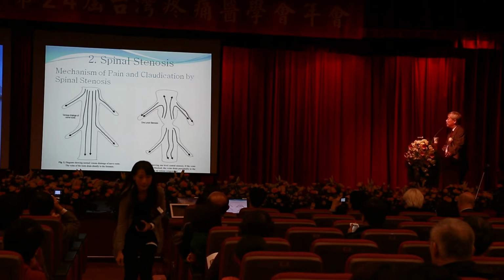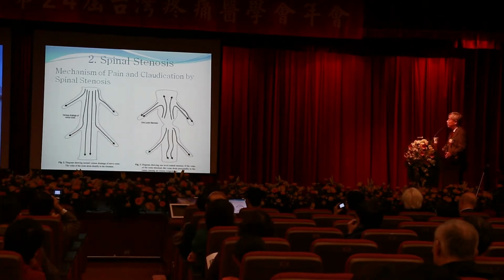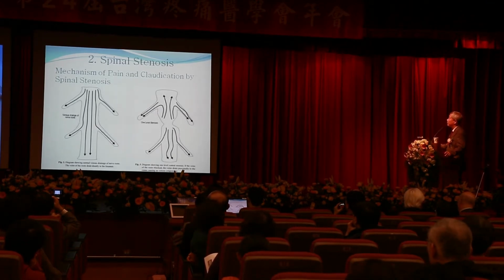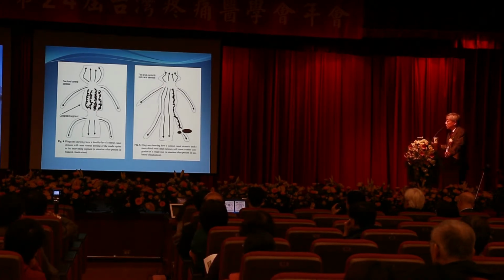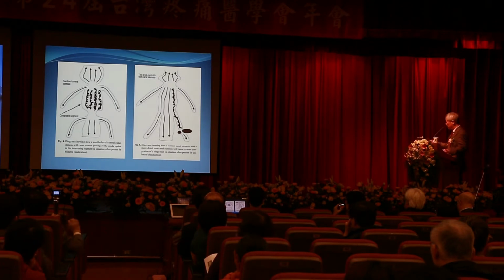We have to know the mechanical pain and location caused by spinal stenosis. So this is a normal patient, and this patient has one level central spinal stenosis. This kind of patient has no symptoms at all. But if the patient has double level spinal stenosis, or one level central spinal stenosis and also one peripheral stenosis, then the patient's symptoms develop.